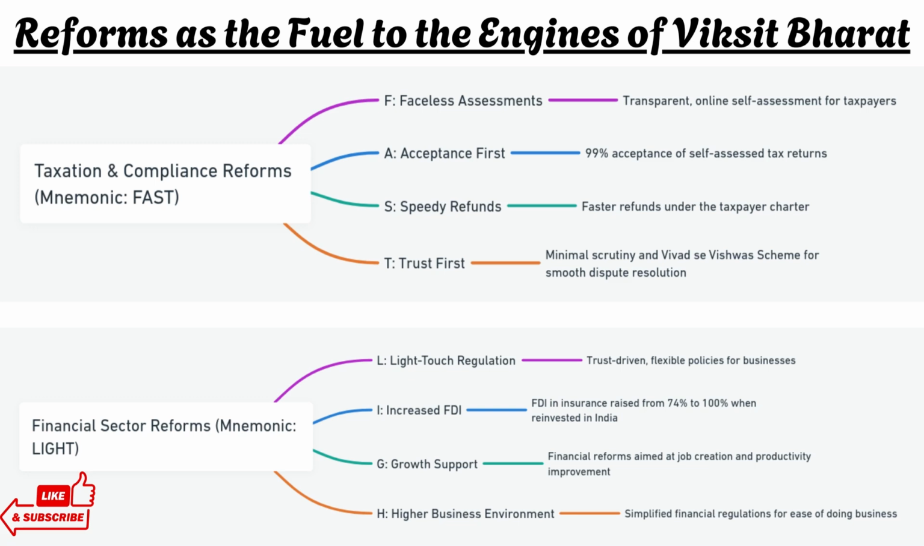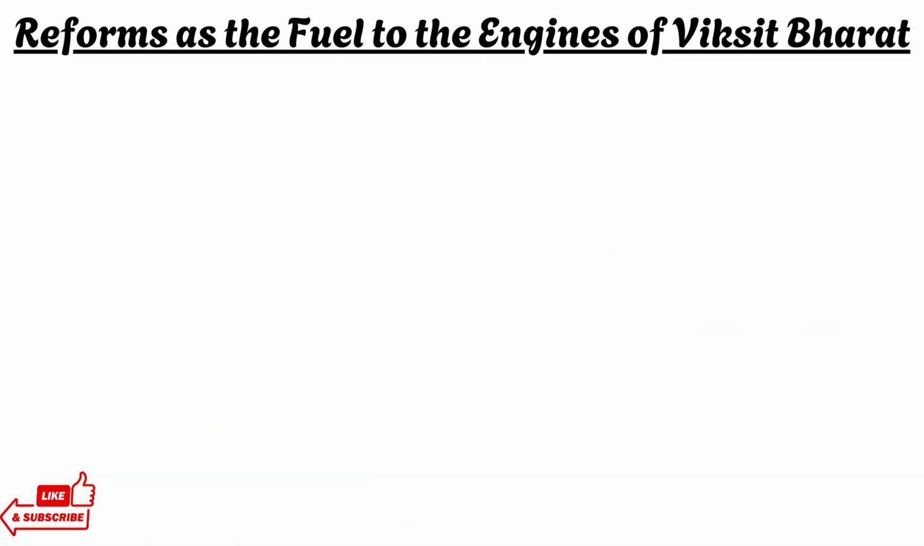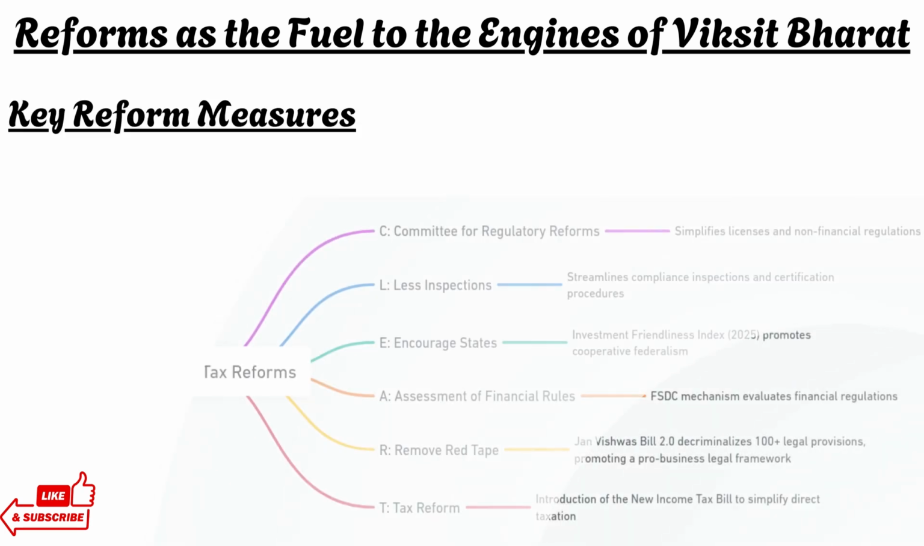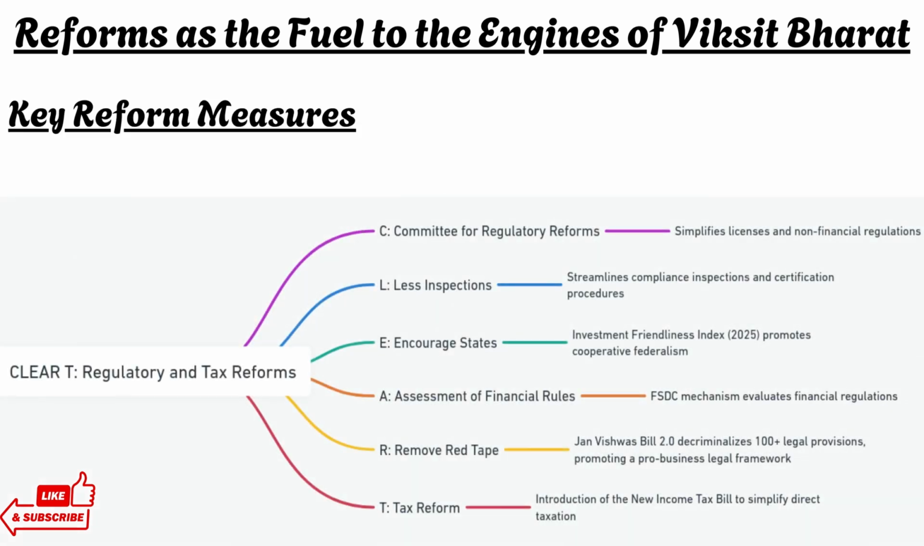Now we're diving into another crucial reform category under reforms as the fuel for Viksit Bharat, regulatory and legal reforms. Let's be honest, one of the biggest problems businesses face is too many rules, inspections, and red tape. But this budget addresses that head-on with the mnemonic CLARITY, because the government wants a clear, business-friendly environment that supports growth. Let's break it down. C. Committee for Regulatory Reforms. A new committee has been formed to simplify licenses and non-financial regulations across sectors.